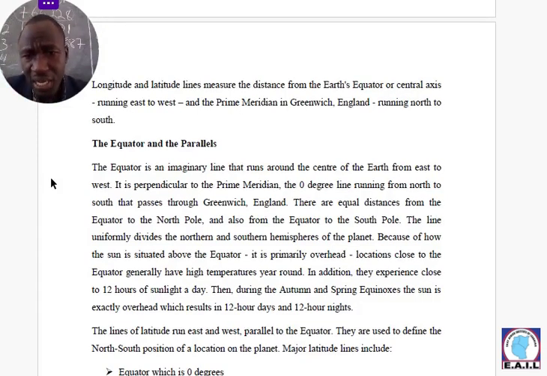They are equal distances from the equator to the North Pole, and also from the equator to the South Pole. In other words, when you measure each next degree from the equator, whether you proceed towards the South Pole or towards the North Pole, the distance between the equator and the North Pole is just similar to the distance to the South Pole. So the distance between the two is the same.